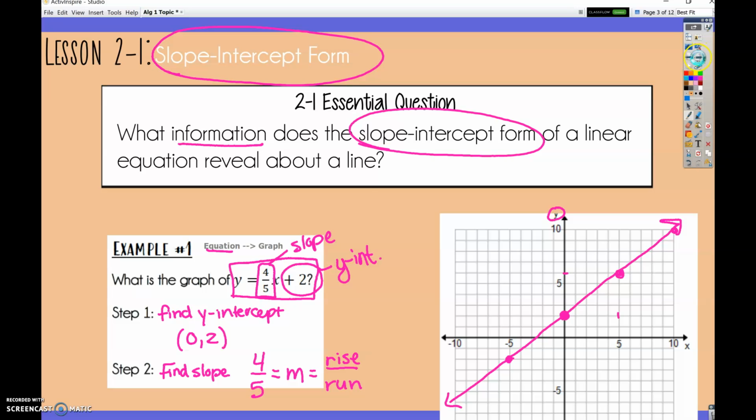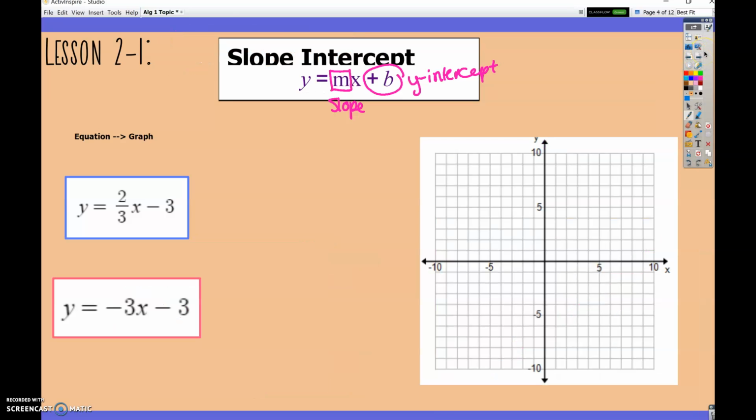However, sometimes we might ask you to go the other way. Let's just first look at these 2 quick examples though. My y-intercept is negative 3, so I would plot it here. And my slope is rise 2 over run 3. Rise 2, run 3. There'd be my first line. My second line is y-intercept of negative 3. And my slope here, notice that I have a negative 3.